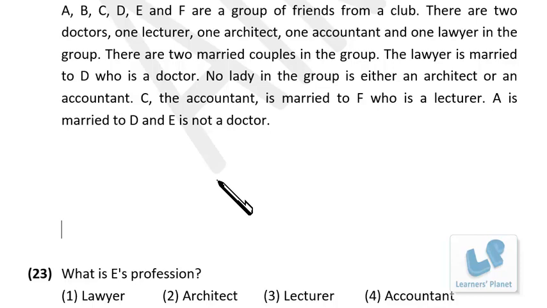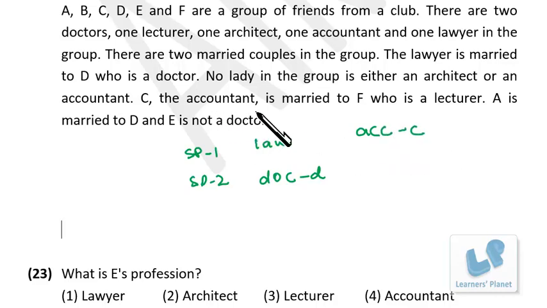Okay, so we don't know who is male, who is female. So I write spouse 1, spouse 2. Okay, so the lawyer is married to doctor, that is D. Then C, the accountant, is married to F, who is a lecturer. So lecturer F. Okay, A is married to D. So this is A precisely.